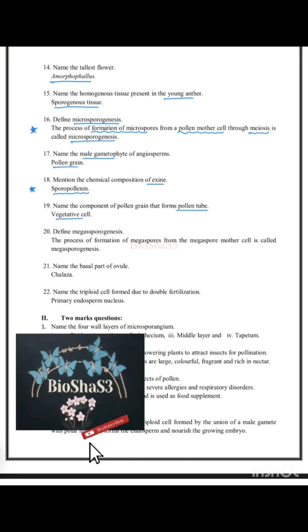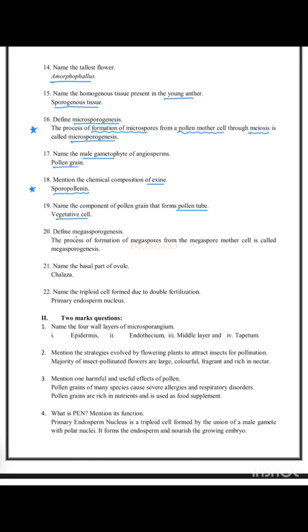Name the component of pollen grain that forms pollen tube. That is vegetative cell. Define megasporogenesis. The process of formation of megaspore from megaspore mother cell is called megasporogenesis. Name the basal part of ovule, that is chalaza. Name the triploid cell formed due to double fertilization. Primary endosperm nucleus, abbreviated as PEN.